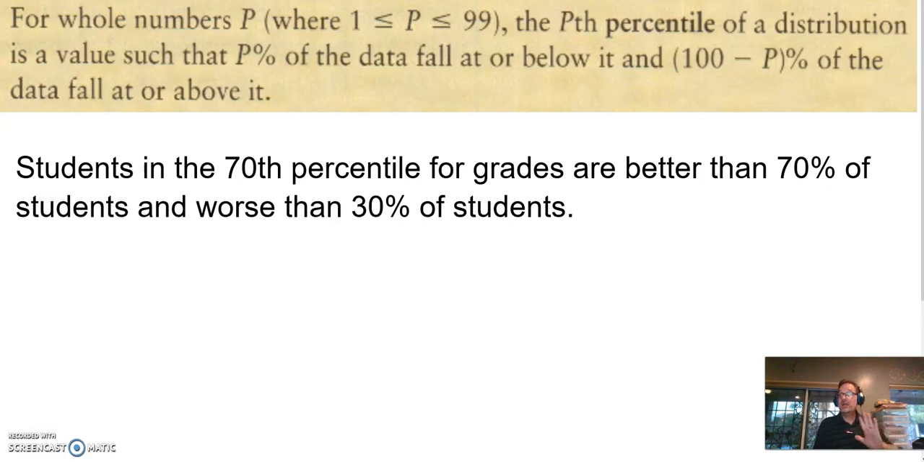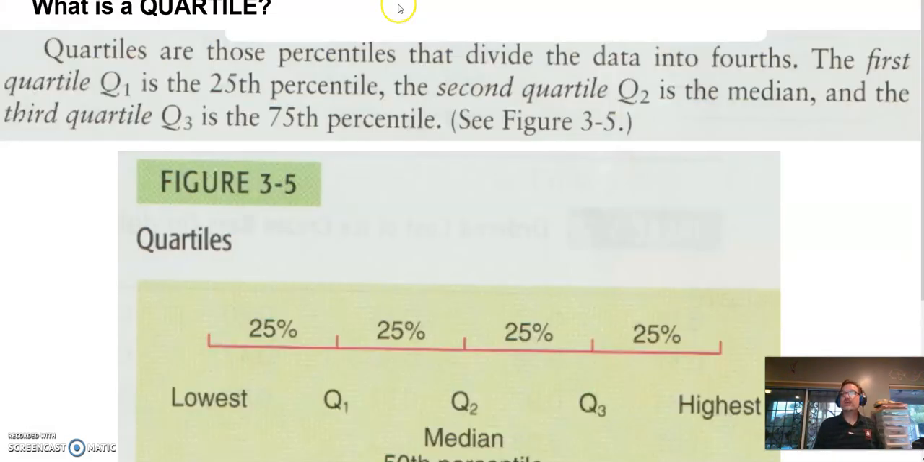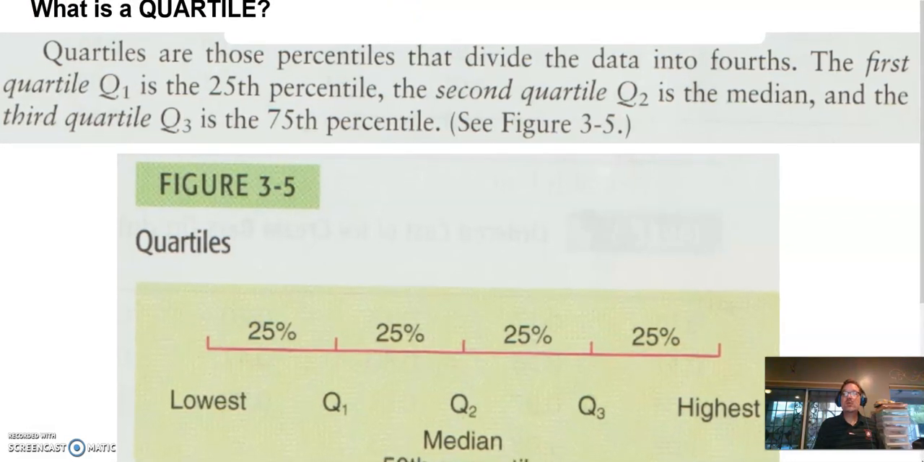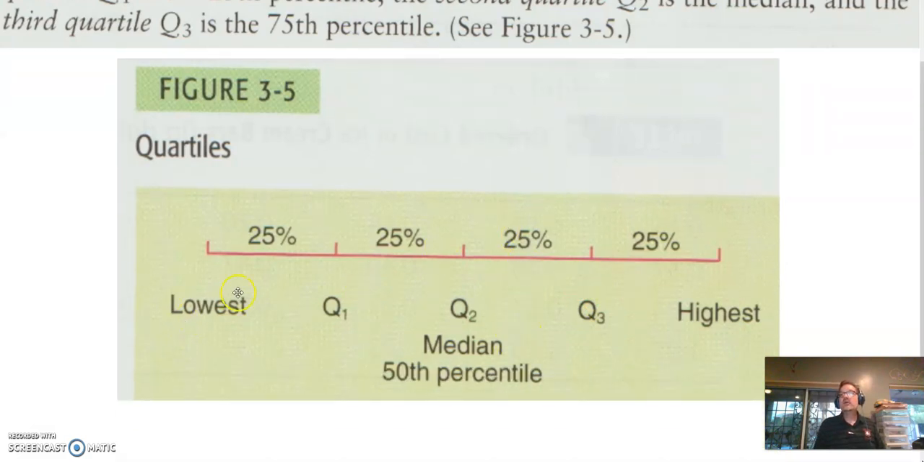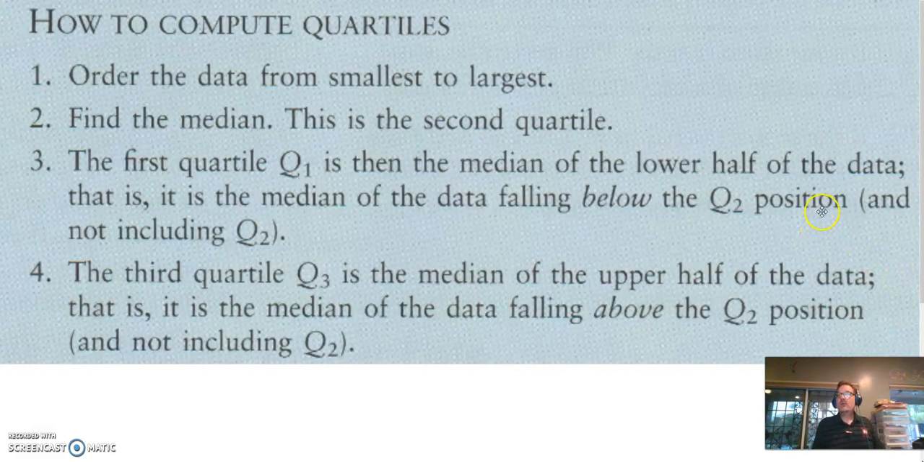It's where you are on the scale. 70th percentile, I'm the 70th in a group of 100. So quartiles. What is a quartile? A quartile is based on the 25 percentiles. So it's the 25th percentile, the 50th percentile, and the 75th percentile. A quartile cuts my data into groups of 25% of my data each. There are 3 quartiles, quartile 2 being my median, and it cuts my data into fourths, so 25% in each group. So how are we going to compute our quartiles?